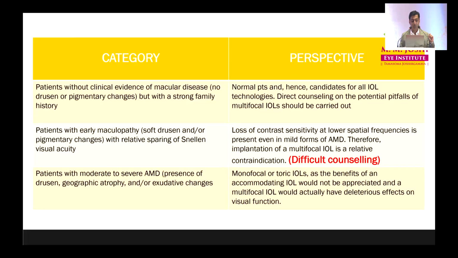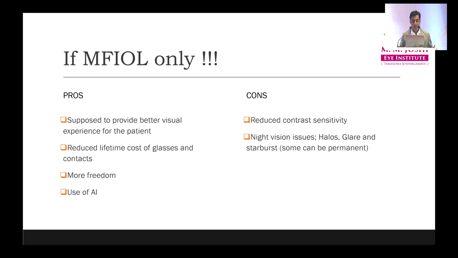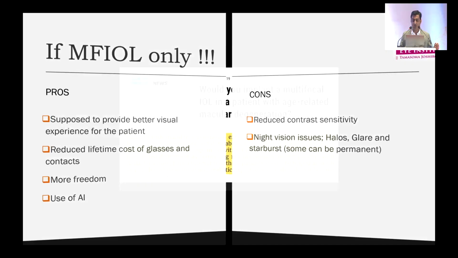However, patients with moderate to severe AMD, where there is presence of drusen, geographical atrophy or exudative changes, are definitely no for multifocal IOL, but definitely yes for monofocal or toric IOLs. Now, looking at the pros and the cons, let's look at the cons: reduced contrast sensitivity, night vision issues. But what are the pros? More freedom, reduced lifetime cost of glasses and contacts, and a better visual experience for the patient.